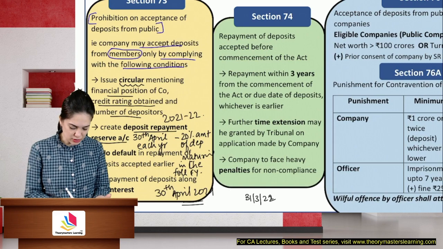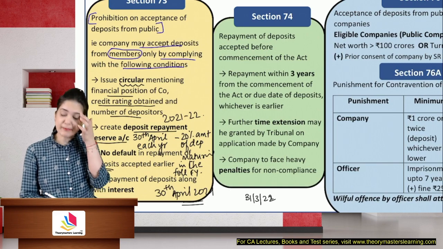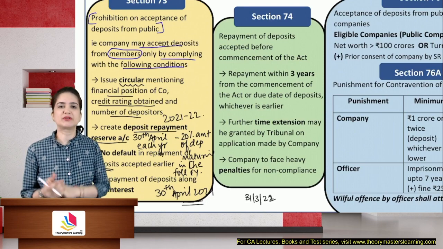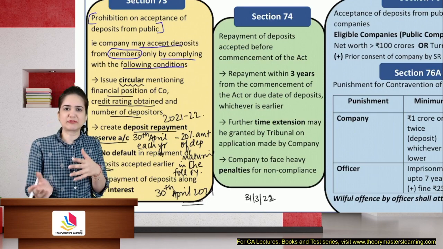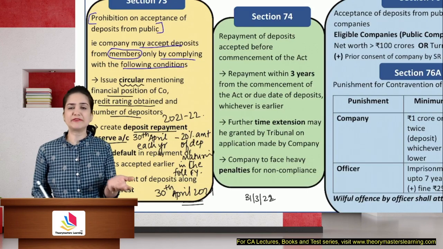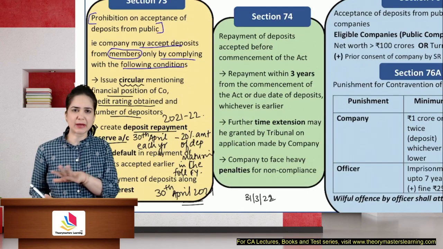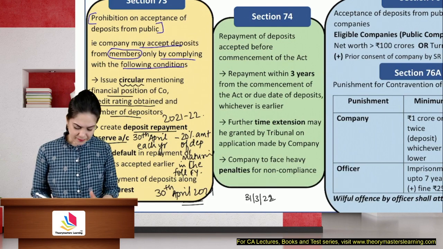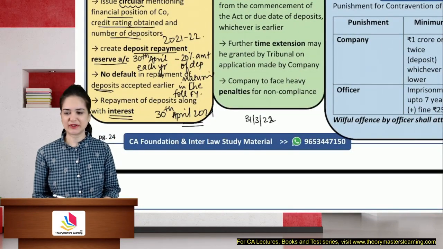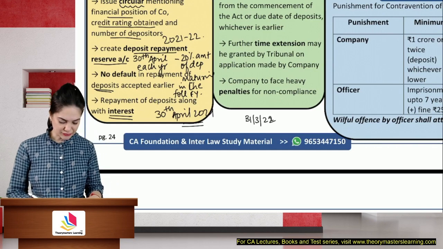The company should not have defaulted in repayment of the deposits accepted earlier. So you should not have defaulted in repayment of the deposit which you have accepted earlier, that is before the commencement or after the commencement of this act. And in case a default is occurred, at least 5 years have elapsed since that default was remedied. Repayment of deposit should be made along with interest. So we will repay the deposits along with interest.